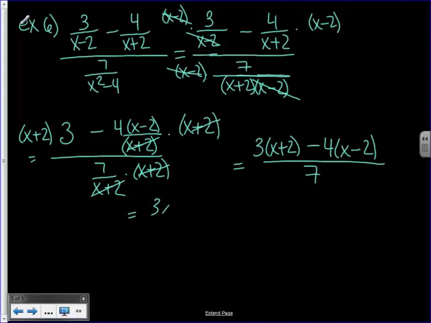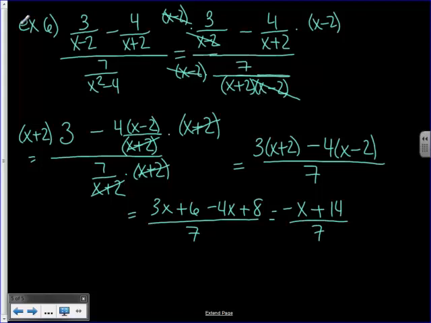Okay, 3x plus 6 minus 4x plus 8 all over 7. Combine like terms. Negative x plus 14 over 7. Something you may see, another way you need to know to write this is negative x over 7 plus 2, or even negative 1 over 7 times x plus 2. All three of those are the same. Okay, you need to recognize those.